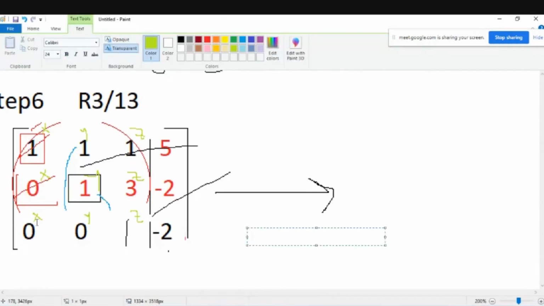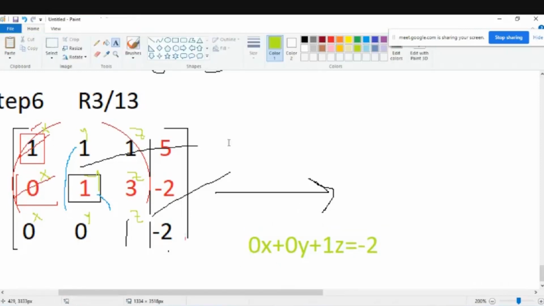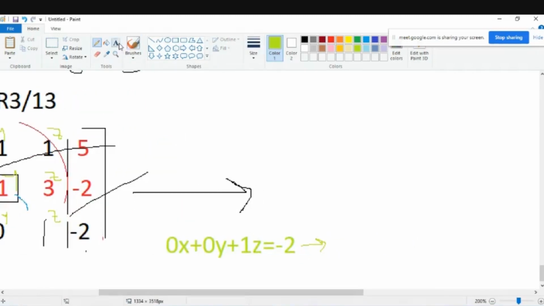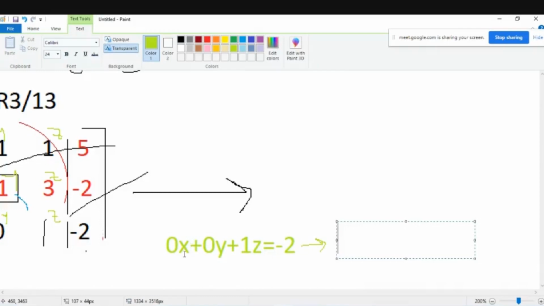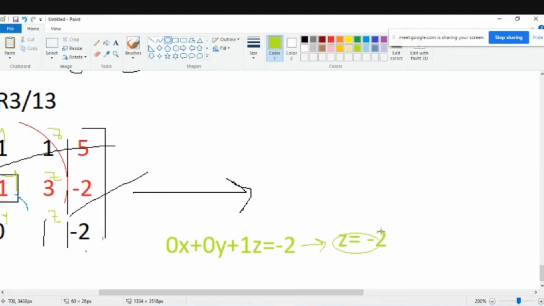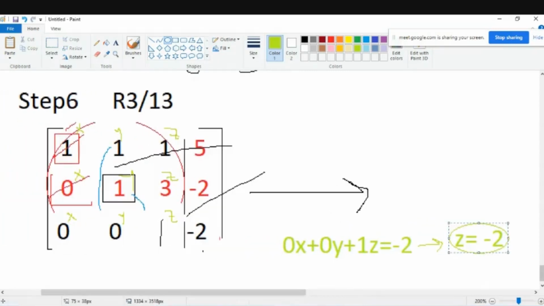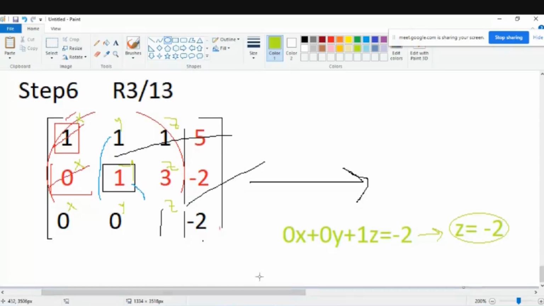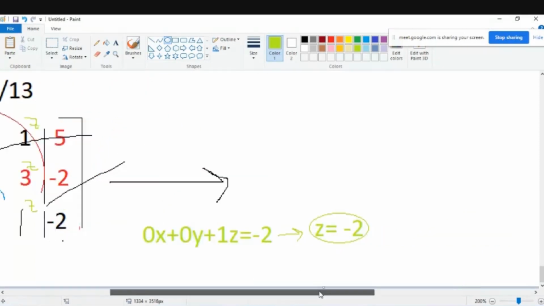Let's start. I will write 0 multiplied by x plus 0 multiplied by y plus 1 multiplied by z equal to the other side, -2. Can you simplify this equation with me? Yes, it's an easy one. When you simplify that, 0 multiplied by x will go, 0 multiplied by y will go, and 1 multiplied by z will become only z equal to -2. Then I have the value of z with me: z equal to -2.